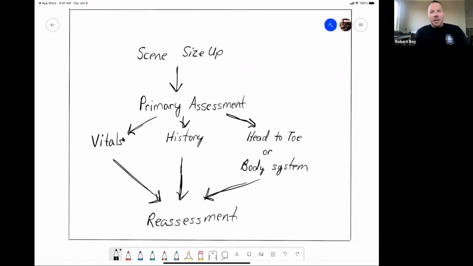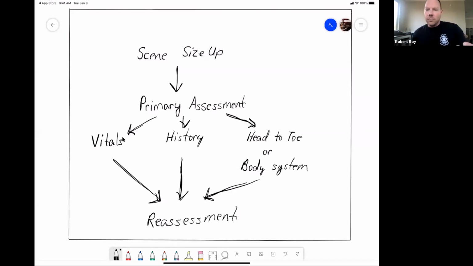But I want you guys to kind of look at a flow chart. So you can always start off with your scene size up. We're going to go through the 6 steps that we talked about. Then you do your primary, and same thing, we go through all this, well, not 6 steps. You're going to go through your 4 steps of your primary, like we talked about. Once you get past your primary and you know your life threats are good, now you get to kind of pick and choose what you're going to do in the order that you want to do it based on what you see in front of you. So you have your vital signs, which you're going to talk about tonight, your history, which you're going to talk about tonight, and your head to toe or your body system exam.